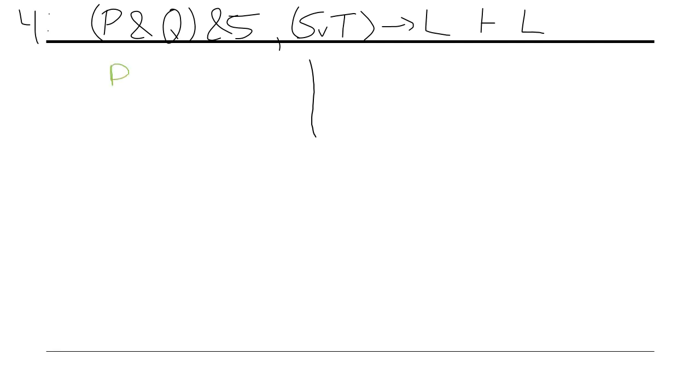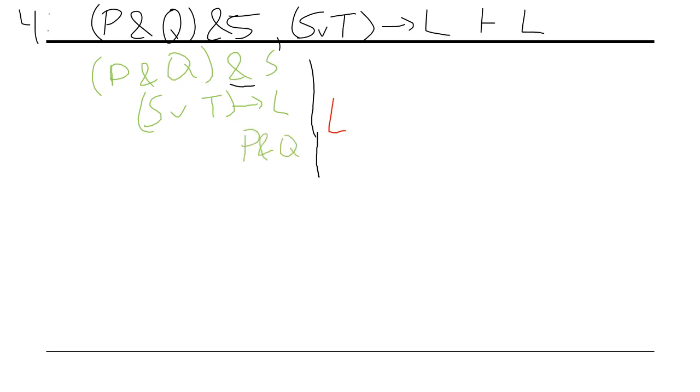Premises on the left. First one, main operator is this ampersand here because it's outside of the parentheses. We will put the left-hand side, which is the P and Q together, and the S, both on the left-hand side. Then we got to break down that P and Q, also an ampersand. So this was breaking down this, and then this was breaking down that.